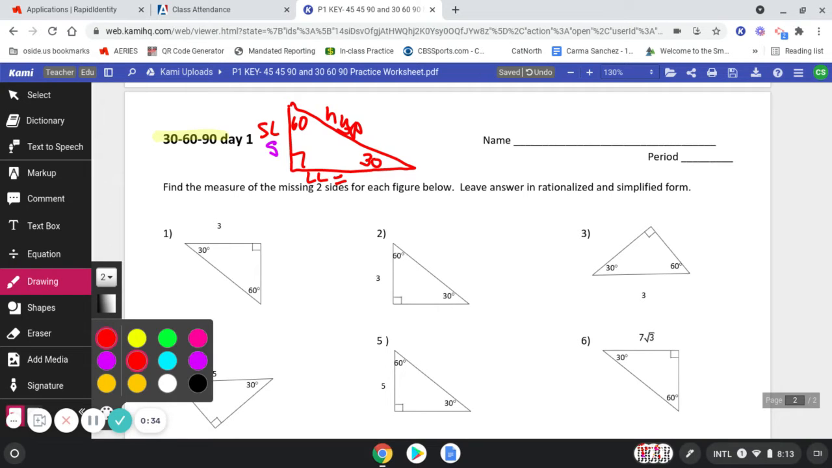What's the hypotenuse in relation to that short leg? Hypotenuse is 2 times that length short leg of S. What is the relationship of the long leg? It is going to be the side length times root 3.